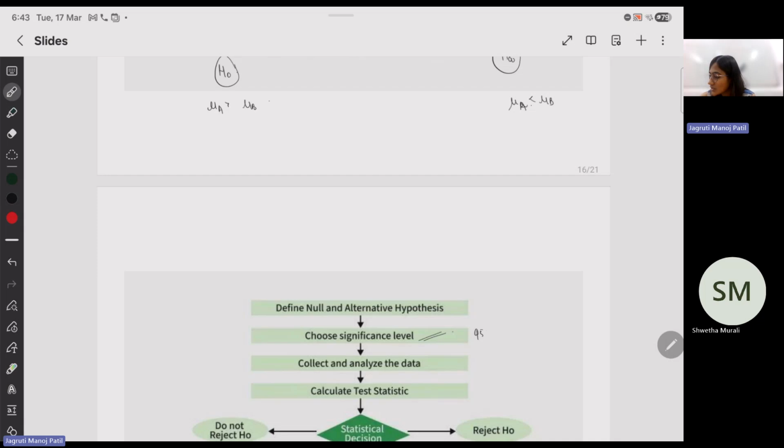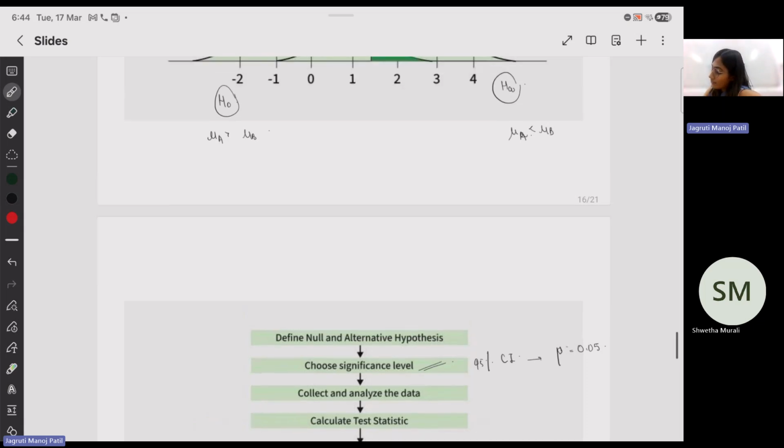For that, people always choose a confidence interval of 95%. That is something in stats. This 95% corresponds to a significance level, represented as alpha, of 0.05. In this case, let's call it P, because you have something else as alpha here. So if my probability falls below 0.05, I reject the null hypothesis and accept the alternative hypothesis.